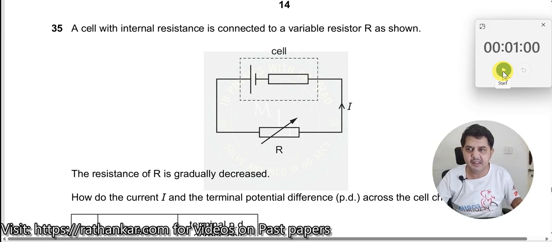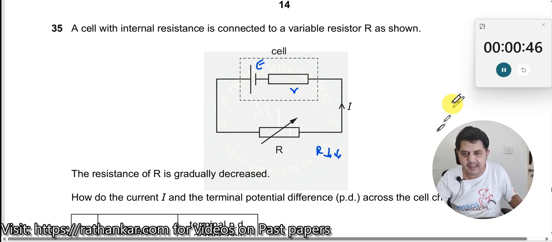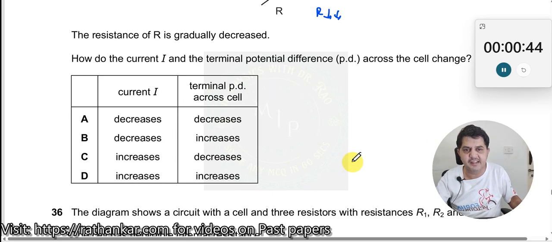Okay, question number 35. A cell with internal resistance is connected to a variable resistor R. This is the internal resistance here, and this is the EMF of the cell. The resistance R is gradually decreased. When R is reduced, how does the current I and the terminal potential difference across the cell change?